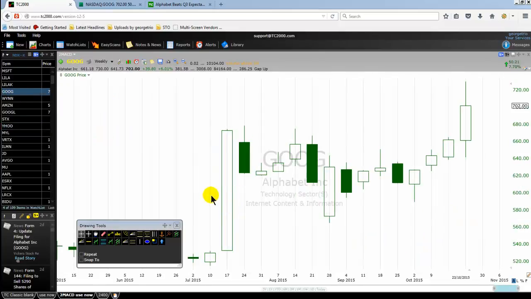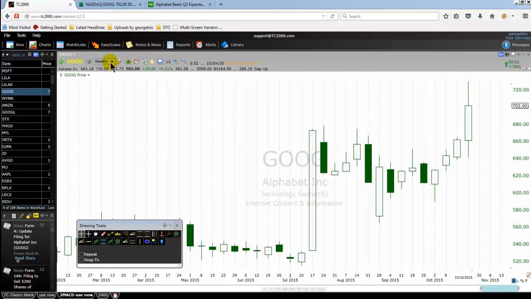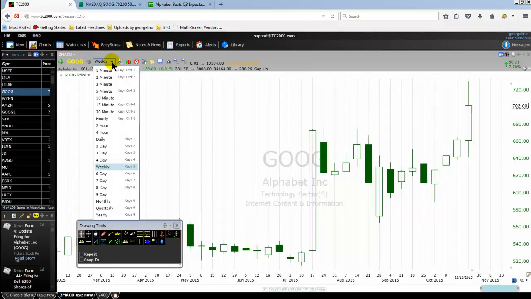On Friday, Google released their Q3 earnings, and they exceeded the analyst forecast.